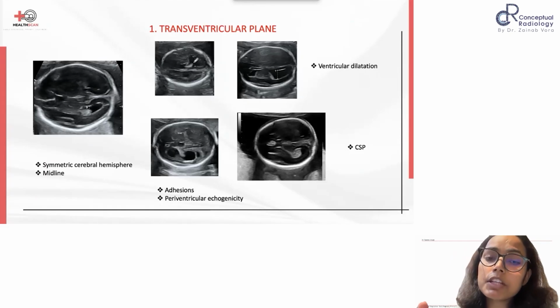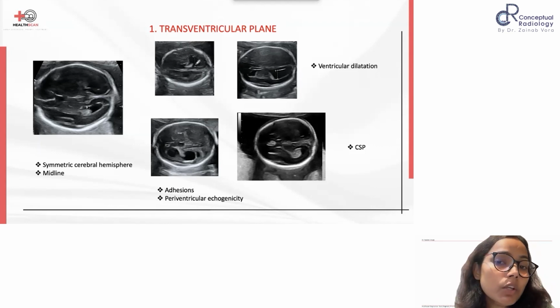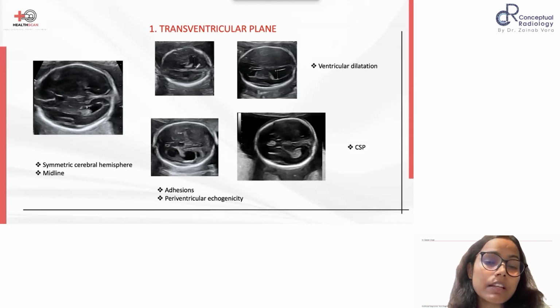So for this, we need to make an oblique angulation to visualize this lateral ventricle width, and you should document this width in all your scans, because there are often cases of unilateral ventriculomegaly as well. If you are not doing that, then you will miss this diagnosis.